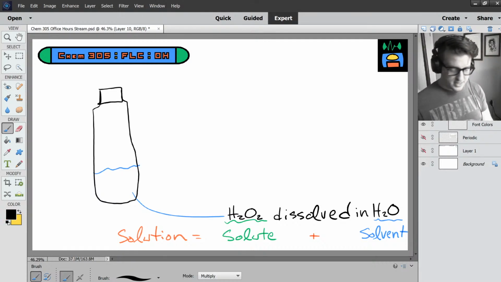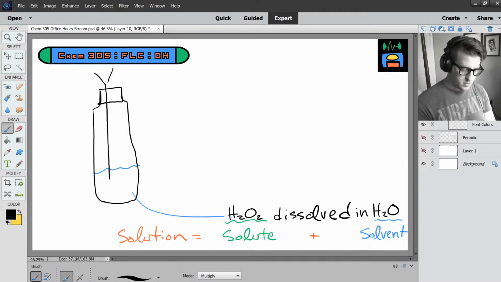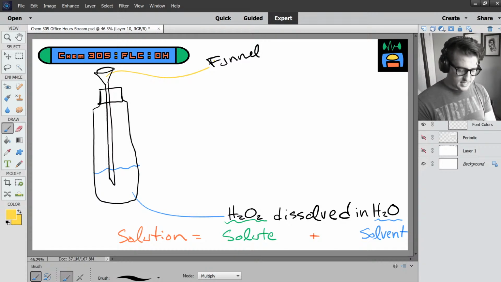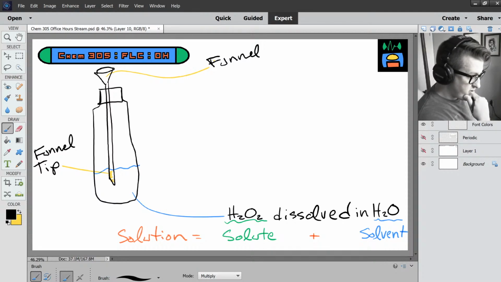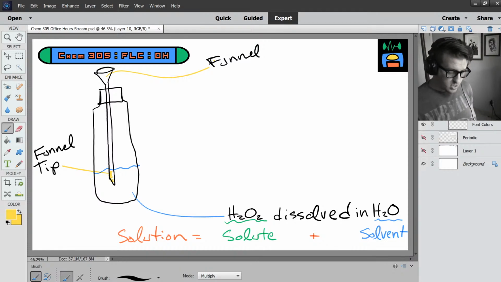When you look at the setup, we've got this funnel that we use to add the stuff. So this right here is the funnel, and this down here would be the funnel tip. The funnel tip would be right down there. To be below the hydrogen peroxide solution would be just as I've drawn and colored it in here. You can see right here, this is the surface of the solution.